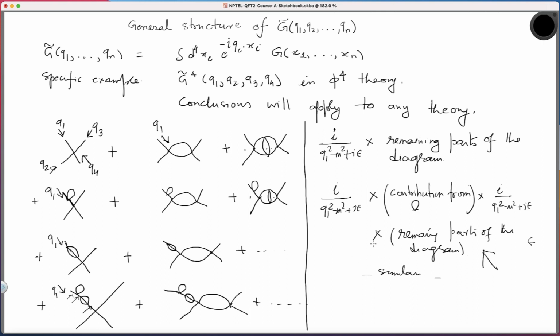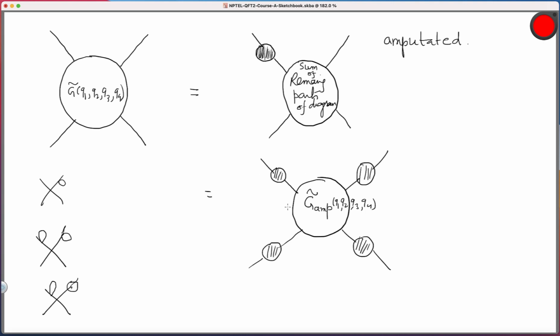So G tilde amputated contains contribution coming from this vertex, okay. So first term will be just this vertex, then this, this, and so forth, okay. So how do we understand this? So you see here, G tilde amp, the way we have arranged everything, it does not contain any line which you cut, which upon cutting will give you an external point removed from the diagram.